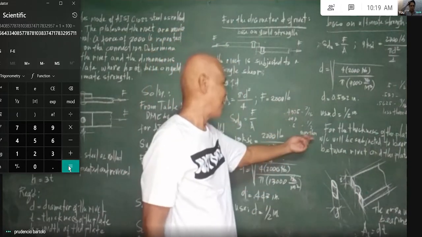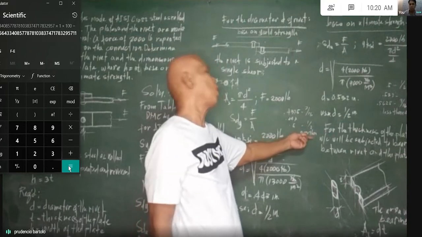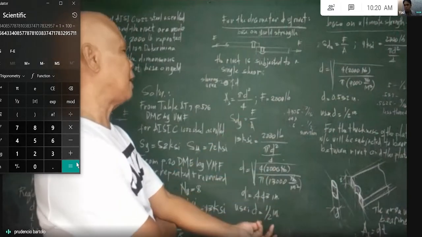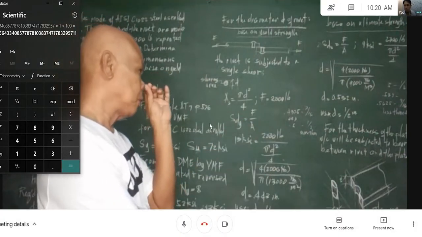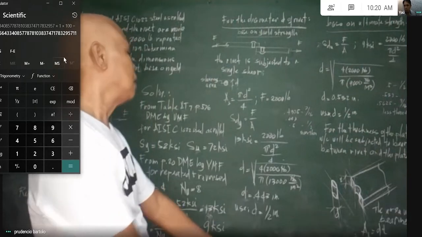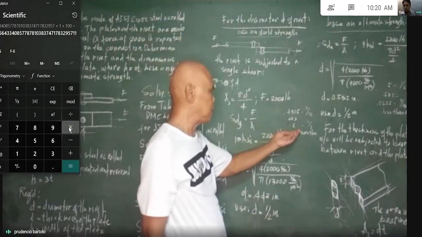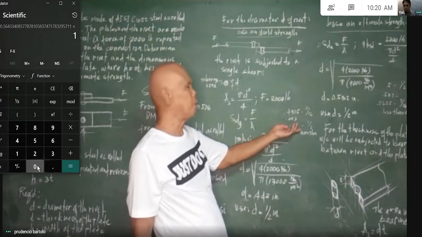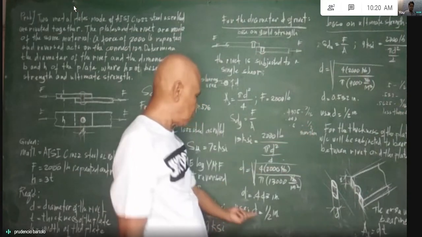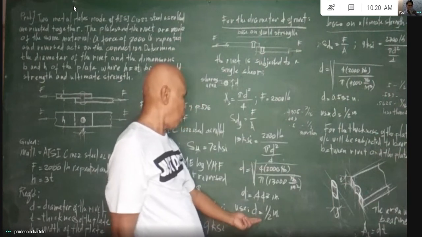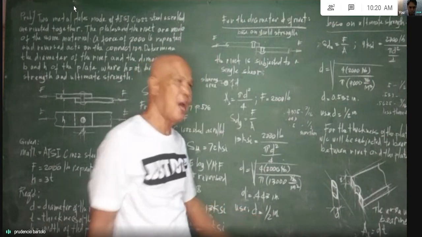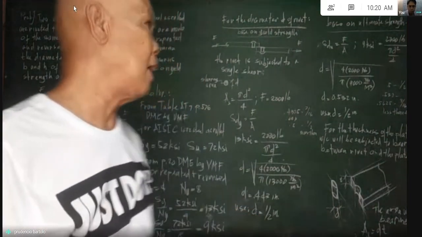More than, I have a note in here, it is more than 5%. So if it is more than 5%, we cannot use the lower value. So we use the higher value. So that will be equal to 0.5 or the fractional equivalent of 1/2. So that is the diameter of the rivet based on yield undergoing single shear.